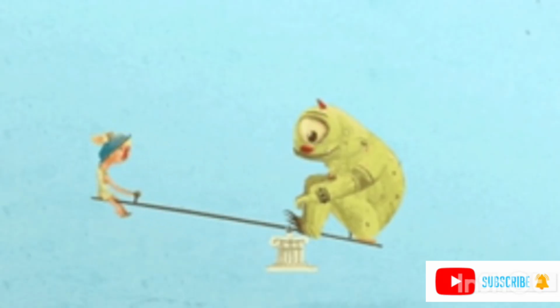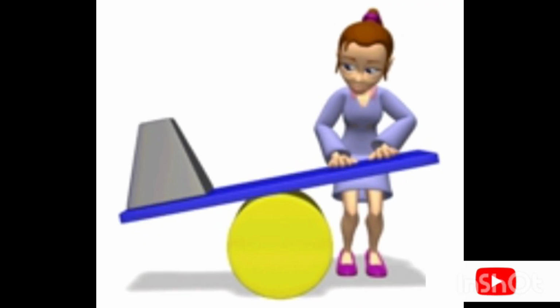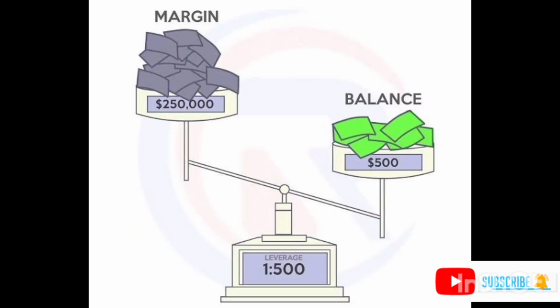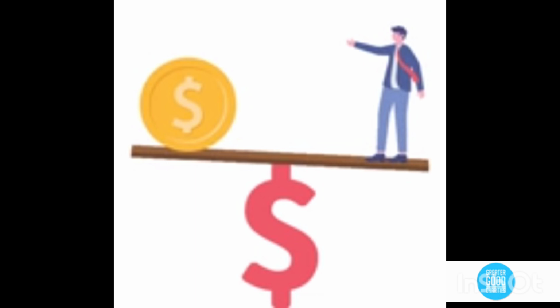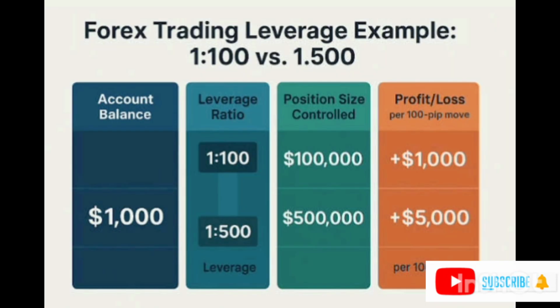Think of your broker like a bank that fronts you a larger amount of money to trade. For example, the broker can allow you to control $100,000 in the market while you only deposit $1,000 as a good faith amount, known as margin. This money is not taken from you. It is held to support your trade. This is how trading with leverage works.